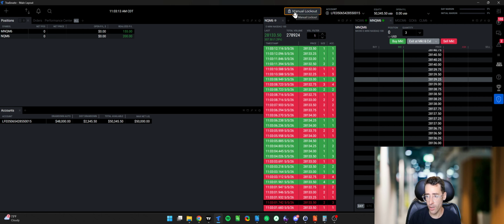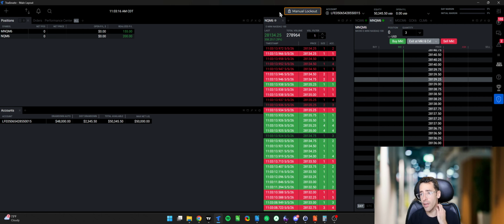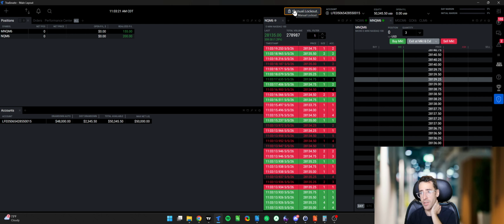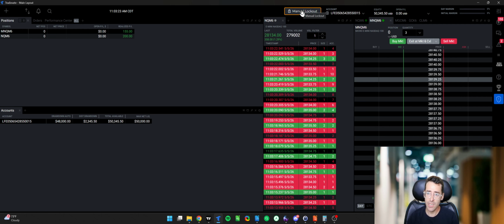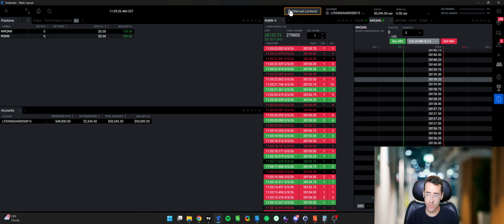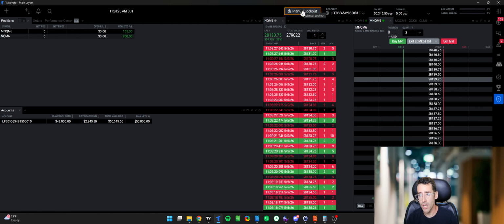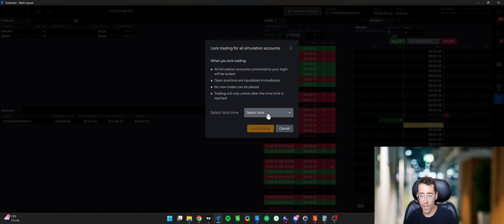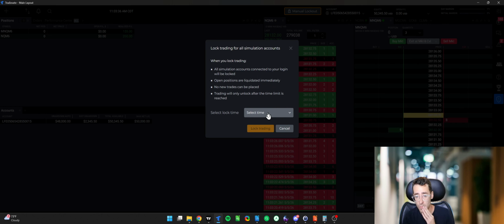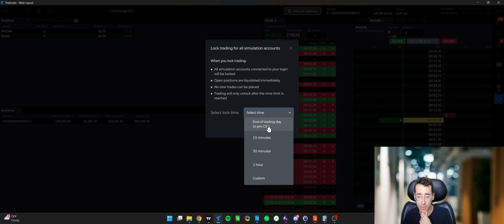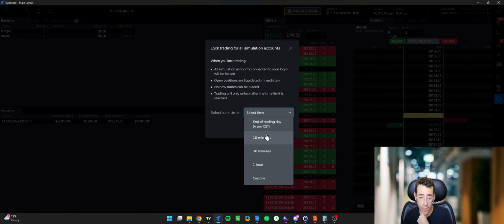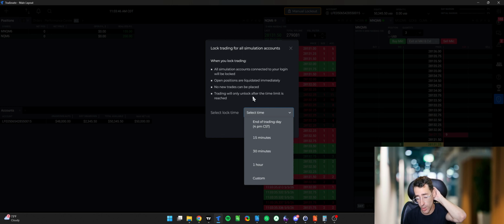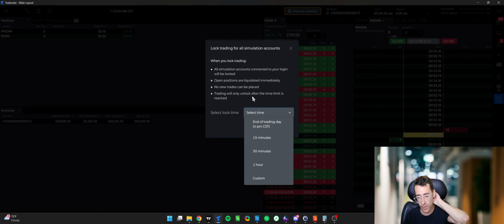Now, there's a new feature here that Tradovate implemented, and it's on most prop firms, but Apex doesn't have this. They chose not to include this in their Tradovate, so be aware of that. But Lucid does. So we'll go to manual lockout, okay, and it's telling you, you're not going to be able to trade once you lock your trading. So I can set it to lock at the end of the trading day. I can set 15 minutes, 30 minutes, 1 hour, custom. So this is good if you lose a trade and you need that cool down period.